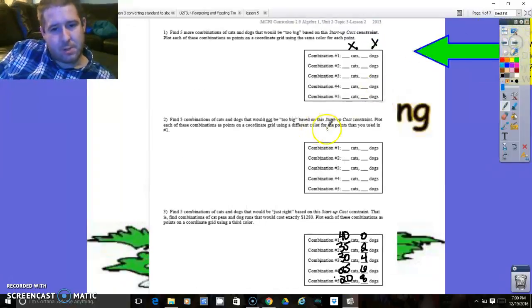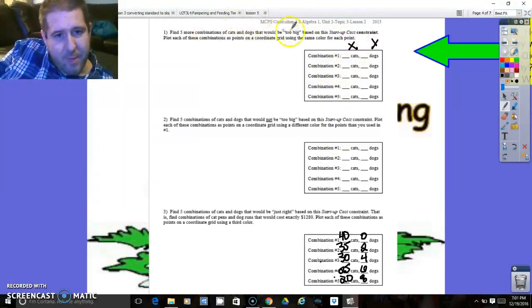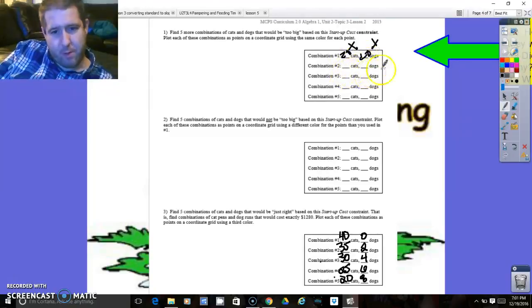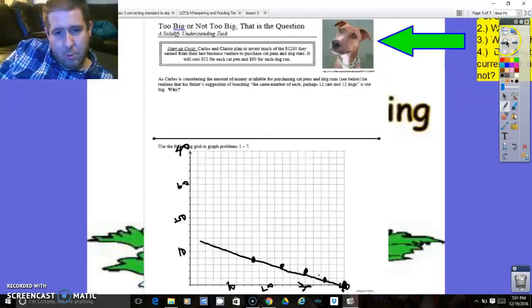Then, what you're going to notice when you do these parts, come up with non-viable solutions and viable solutions. So which one is this? That would be too big. So that would be things like 20-20 or 30-30 or 40-40. Those are all going to be too big. And those are all going to be points up here.